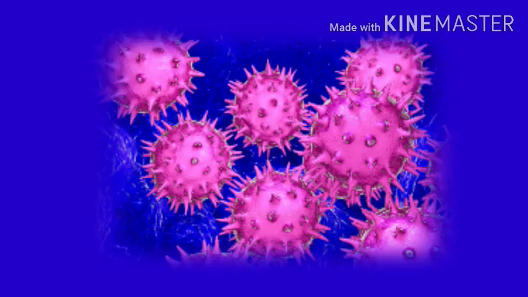We know about storing sperms of animals, including human beings, for artificial insemination. Like this, we can store pollen grains of a large number of species for years in liquid nitrogen. This is called the pollen bank.